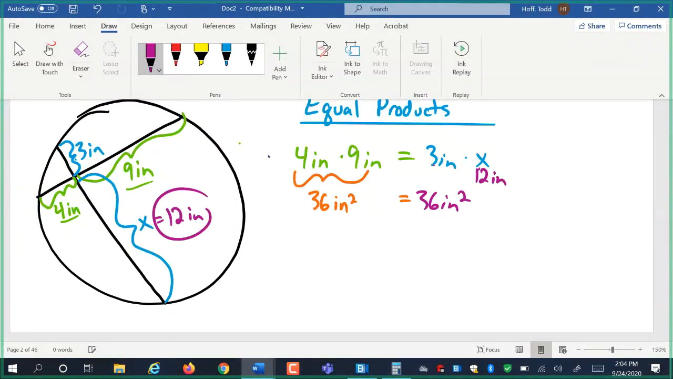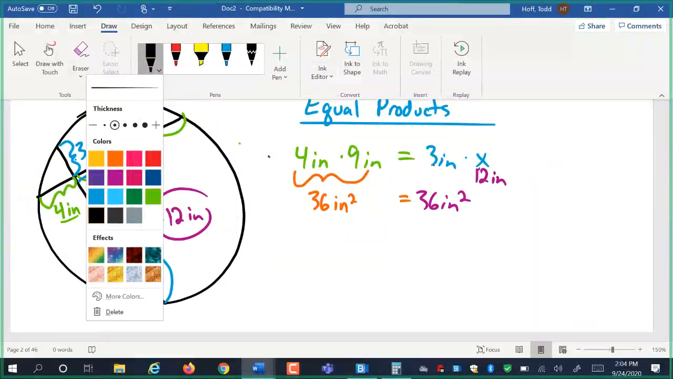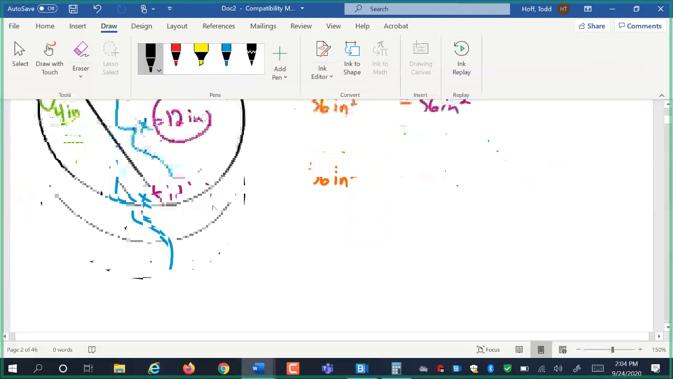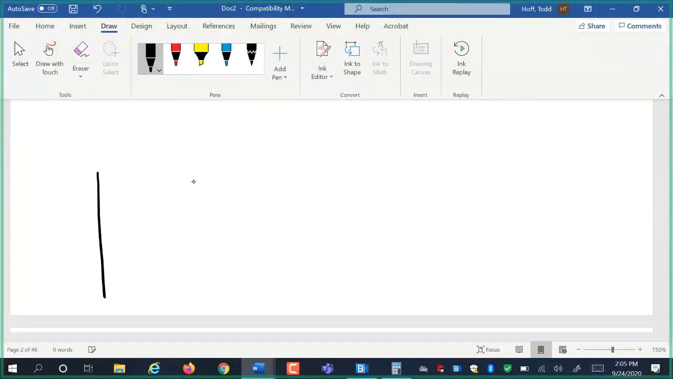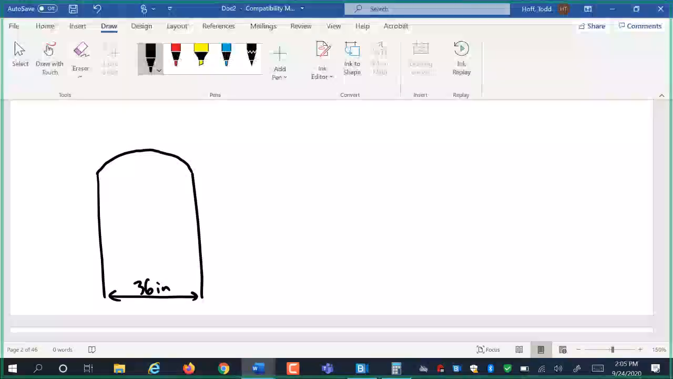This is actually a very powerful little rule, especially in construction, because you run into things all the time. Let's say you've got an arched doorway. You have a 36-inch wide doorway, and you're asked to install an arch over the top of it.